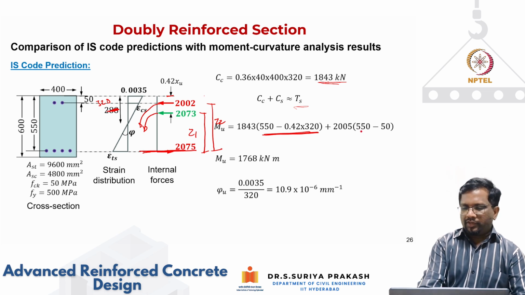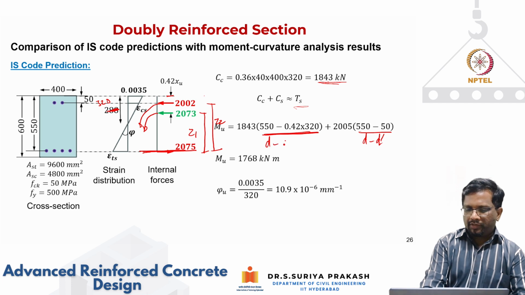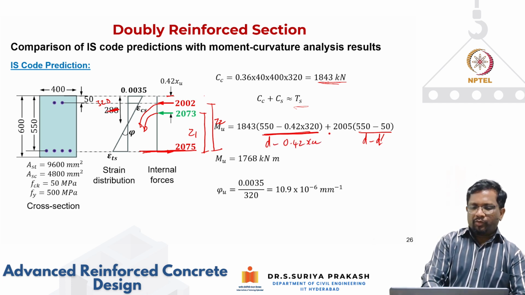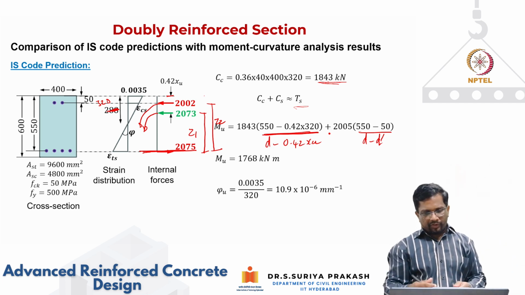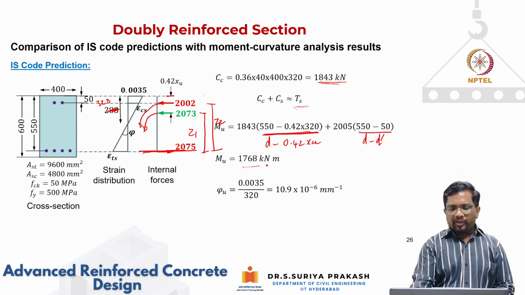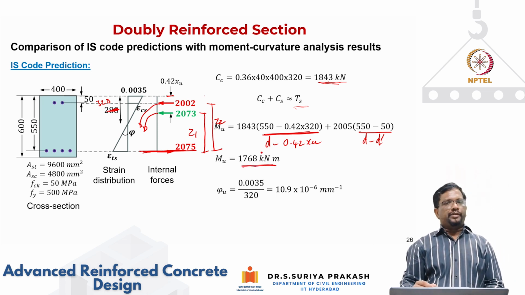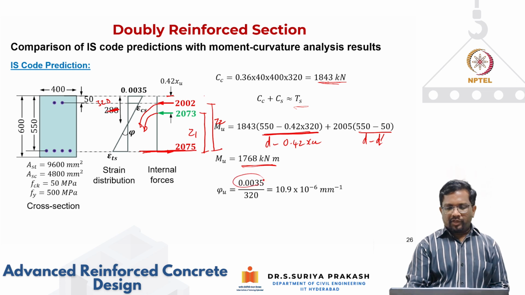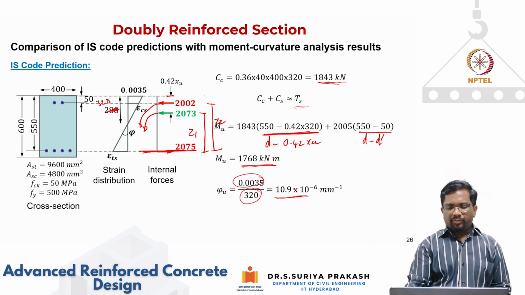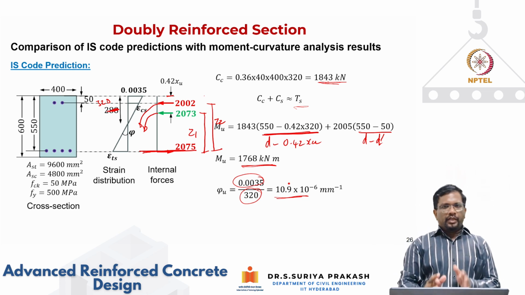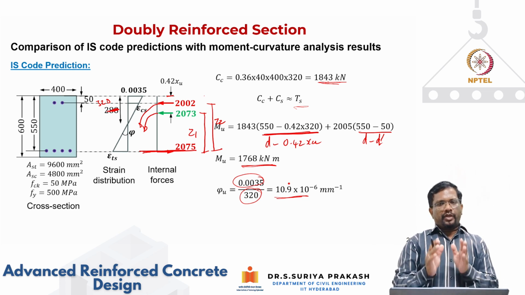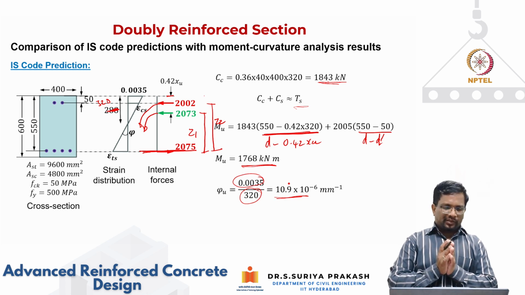What is Z2? Z2 is nothing but D minus D prime. And this is D minus 0.42 XC. Because I'm taking moment about the tension steel, the tension force will not come into the moment equation. So you get a moment resistance of 1768 kilonewton meter. Now we know the curvature is 0.0035 by XU, which is 10.9 into 10 to the power of minus 6. This is the capacity that we can calculate from your IS code design stress strain curves.